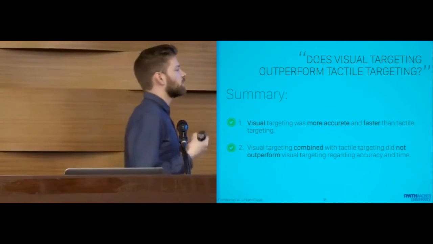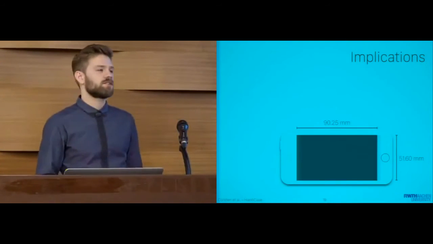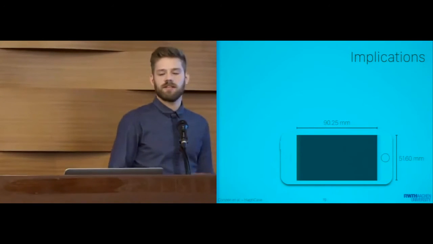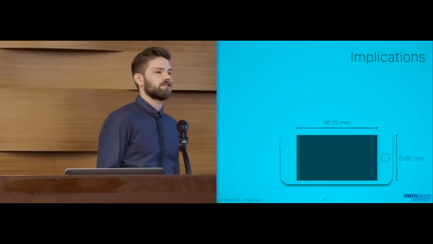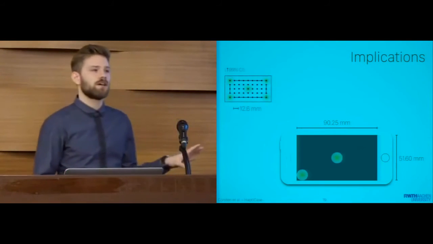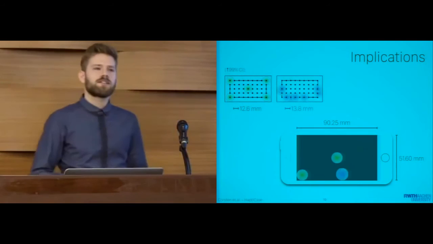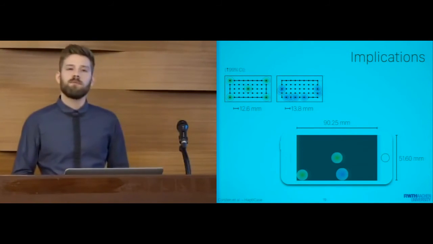So what are now the implications for us? We looked at how we have to design the target sizes in a tactile targeting task such that we can have a good accuracy, and we base that on the 99% confidence intervals. For key targets, they should be at least 12.6 millimeters in width. For targets that are located at the border, but at the lower border, they should be 13.8 millimeters.